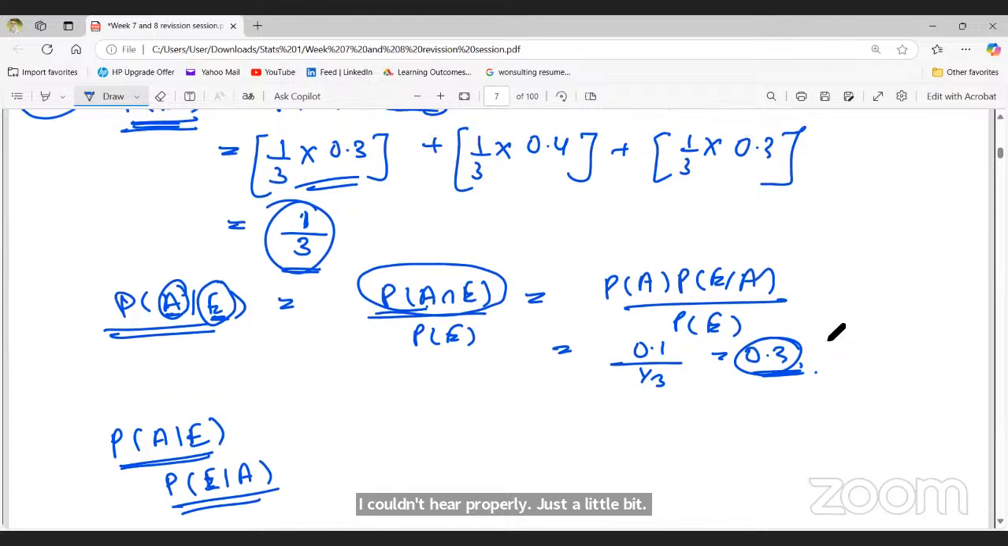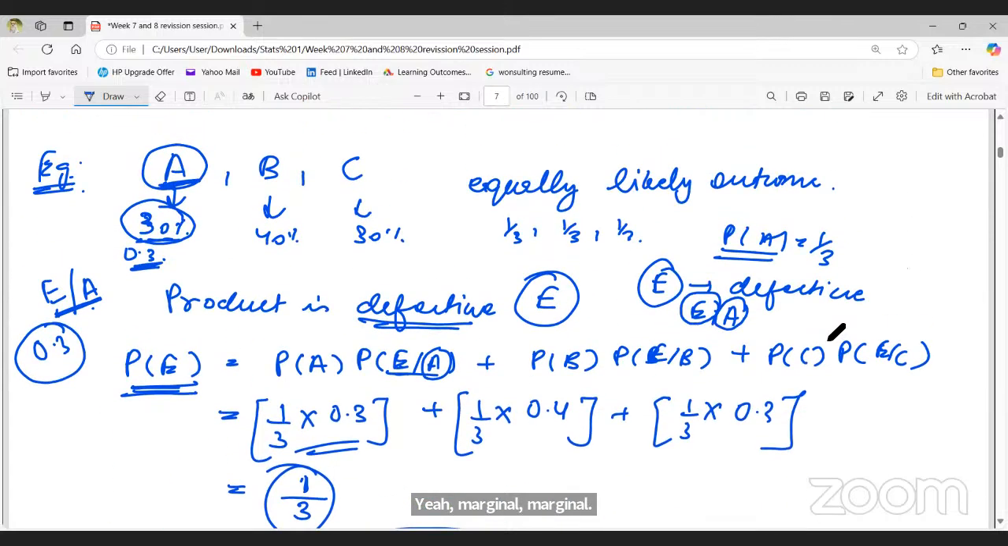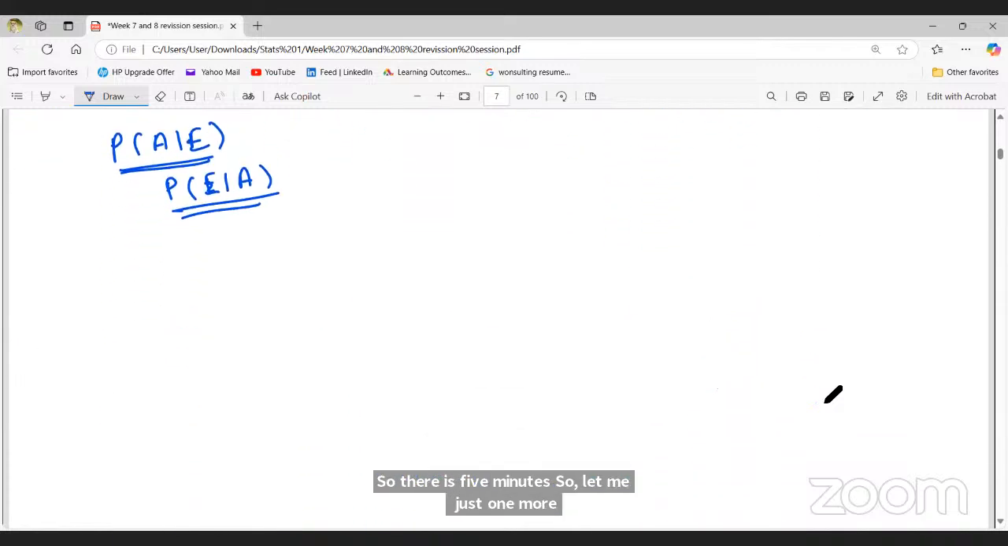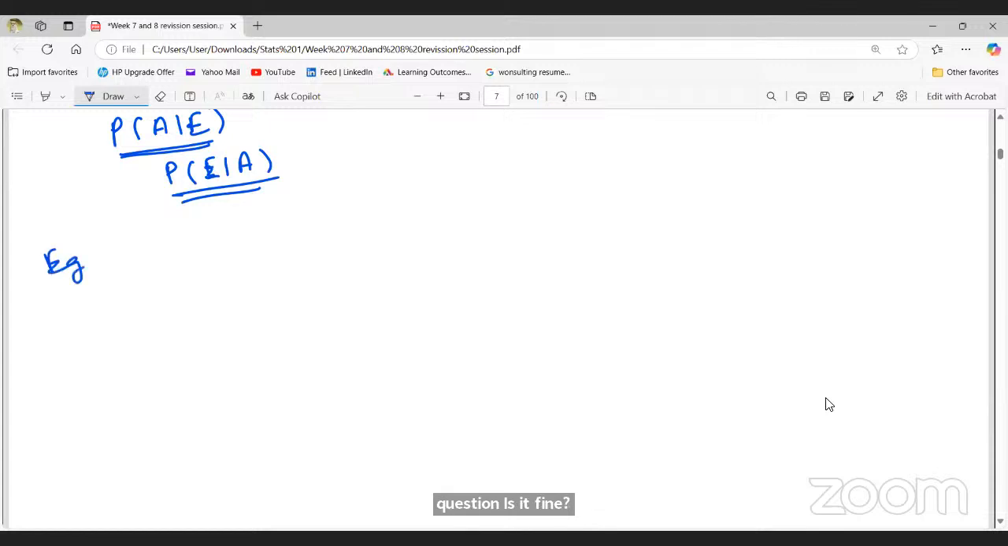So somebody was asking something. Is this clear now? It's clear, ma'am. Thank you, ma'am. Okay, so this was the last topic, the Bayes rule. Ma'am, that means according to the question, we need to change the formula, right? Yeah, according to the question. Okay, so there are 5 minutes. Let's do one more question. Is it fine? Yes, ma'am.